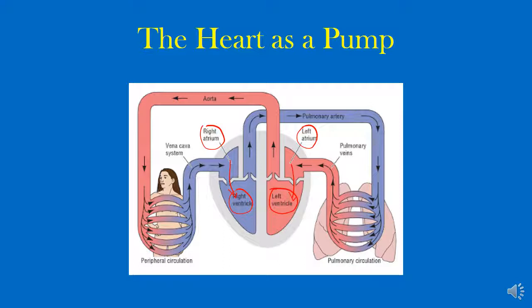The blood that empties from the right atrium into the right ventricle then goes into the pulmonary circulation through the pulmonary artery. The blood that comes back from the lungs into the left atrium enters into the left ventricle, and then goes out to the peripheral circulation through the aorta. Remember, veins bring blood to the heart, as you can see the vena cava system bringing blood back to the right atrium, and the arteries take blood away from the heart, such as the pulmonary artery doing so from the right ventricle.